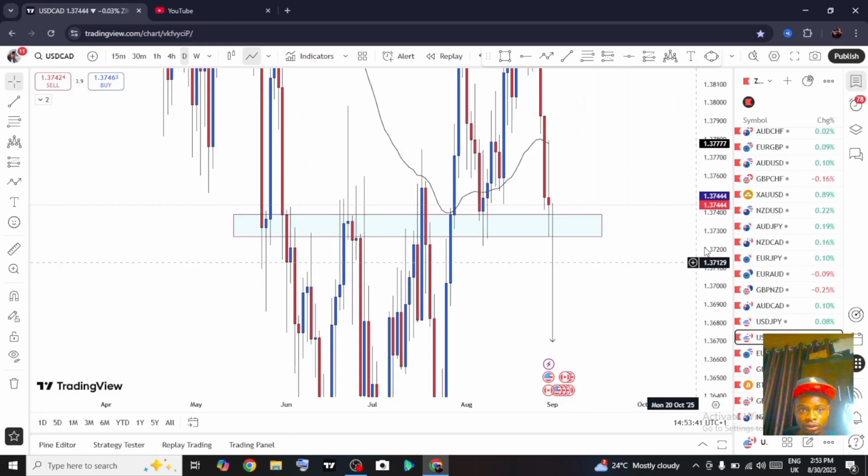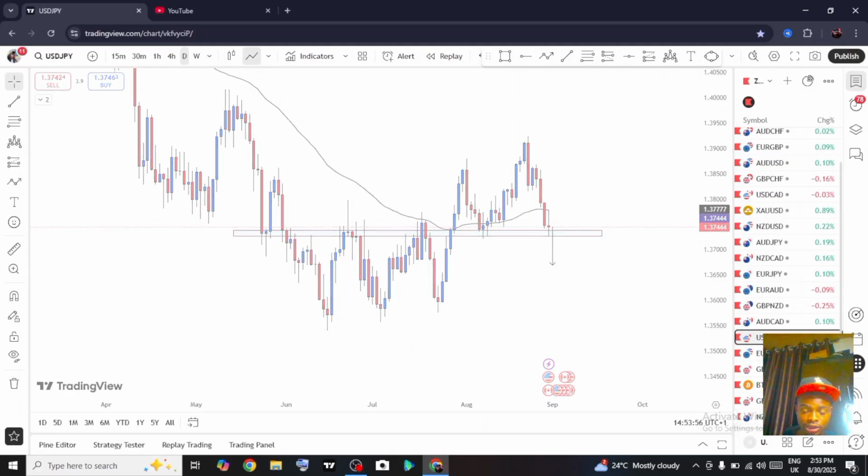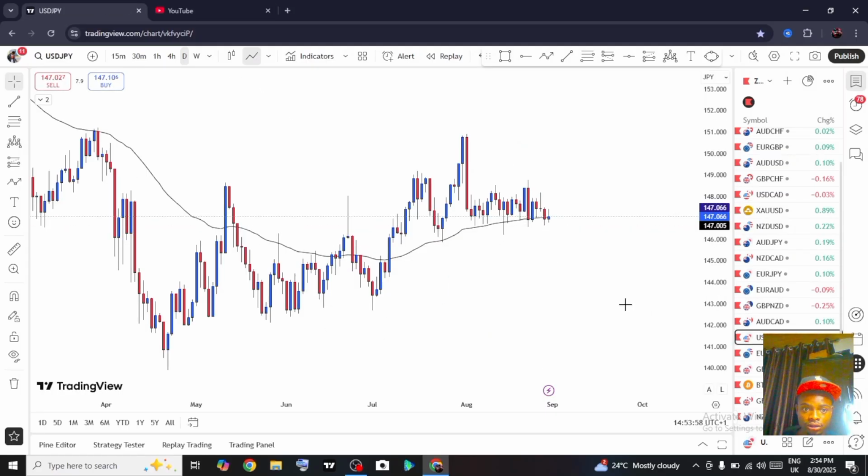So let's add it to the pairs for this week. 1, 2, 3. I might be removing some of the pairs for the week because it seems like we're having way too many pairs this week.